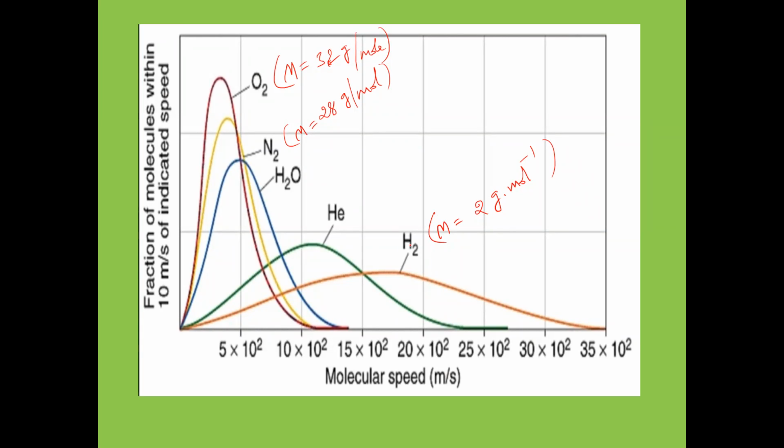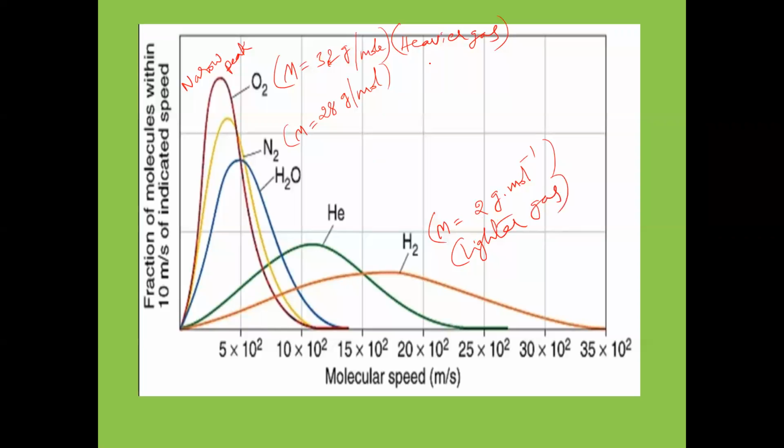Now, in case of which gas is the peak narrow? Here for oxygen, the peak is narrow. What is the narrow peak in case of? Heavier gas. So what is the heavier gas here? This one. Relatively, oxygen is heavier than the remaining gases mentioned here. And the others are lighter gases. So lighter gas and heavier gas.